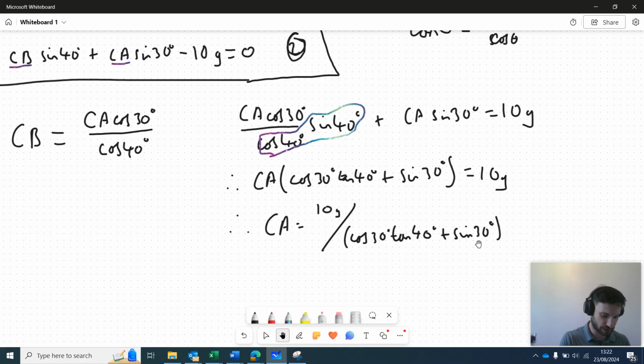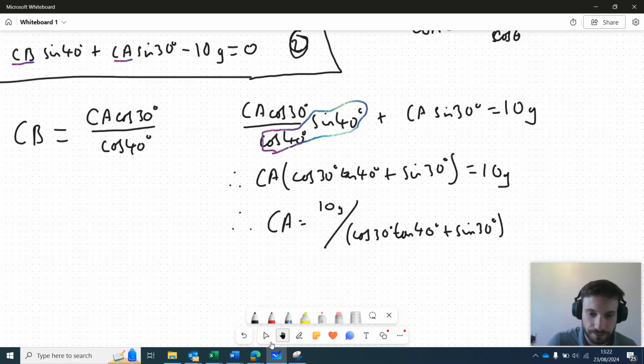So CA equals 10 times 9.8 all over cos 30 tan 40 plus sine 30, which is equal to 79.9 newtons.